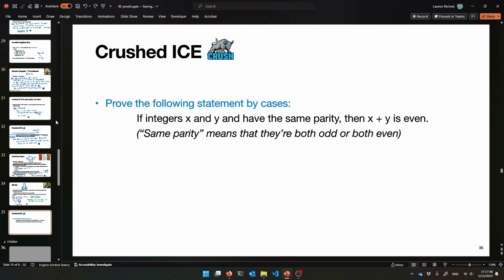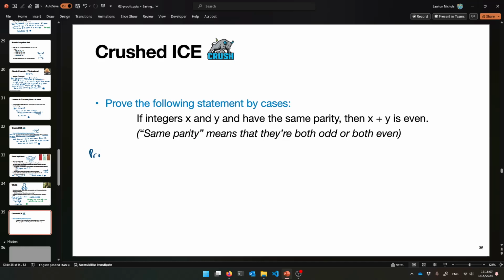So prove this statement by cases, please. If you've got integers x and y, assume that they have the same parity, then x plus y is even. So the same parity means that either they're both odd or they're both even. Like if you look at their last bit, it's either a 1 or a 0. Okay? So if x and y have the same parity, those are your two cases. You see that? Then x plus y is even. So I've given you enough hints. Give that a try.